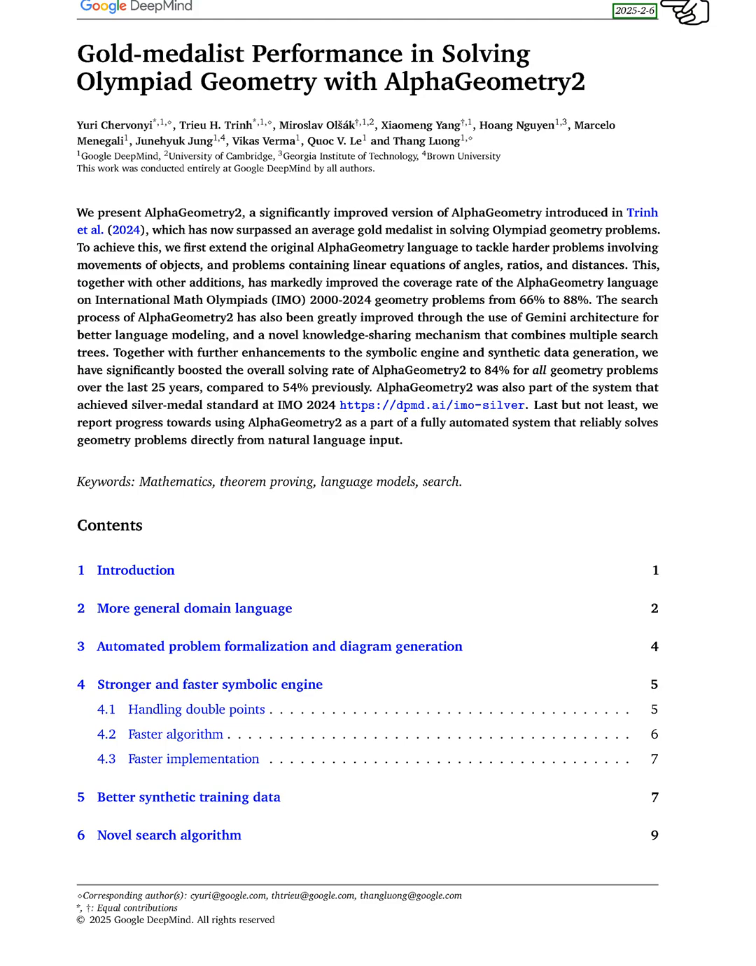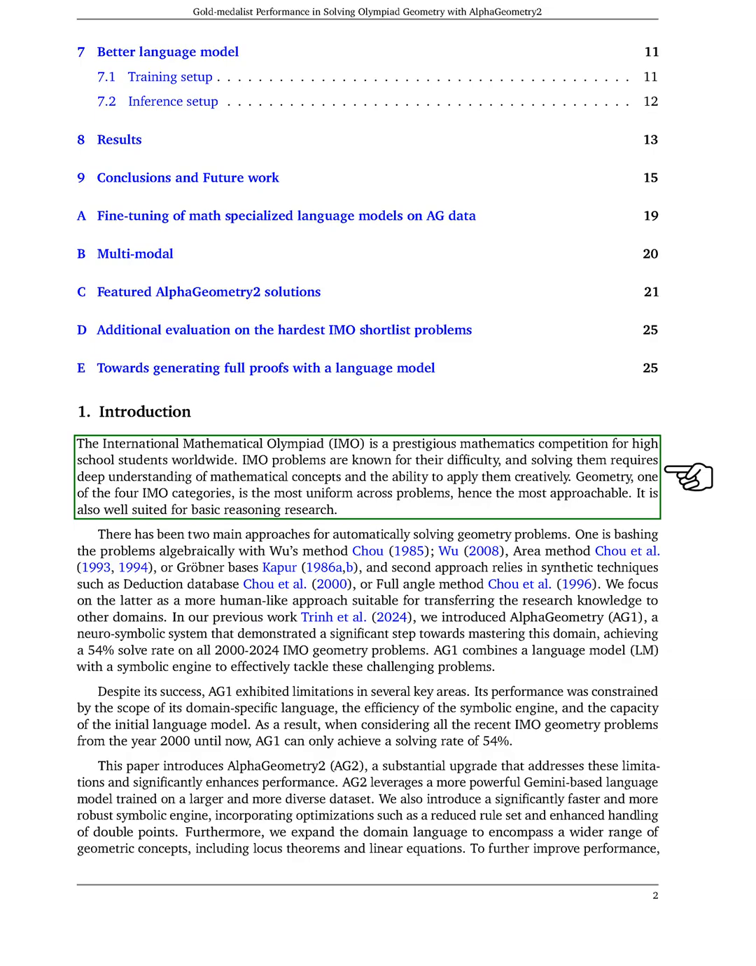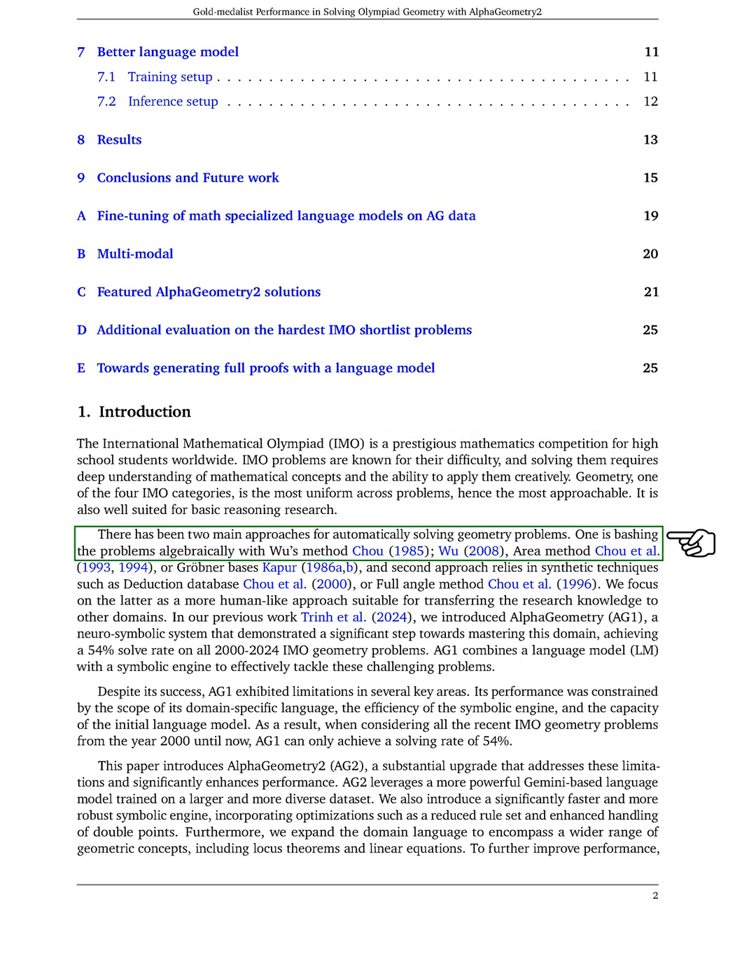Section: Contents. In this section, we introduce the International Mathematical Olympiad (IMO), a highly regarded math competition for high school students globally. The problems presented at the IMO are notably challenging, requiring a profound grasp of mathematical concepts and creative application. Among the 4 categories of IMO problems, geometry stands out as the most consistent and accessible, making it ideal for foundational reasoning research. We identify 2 primary methods for automatically solving geometry problems.